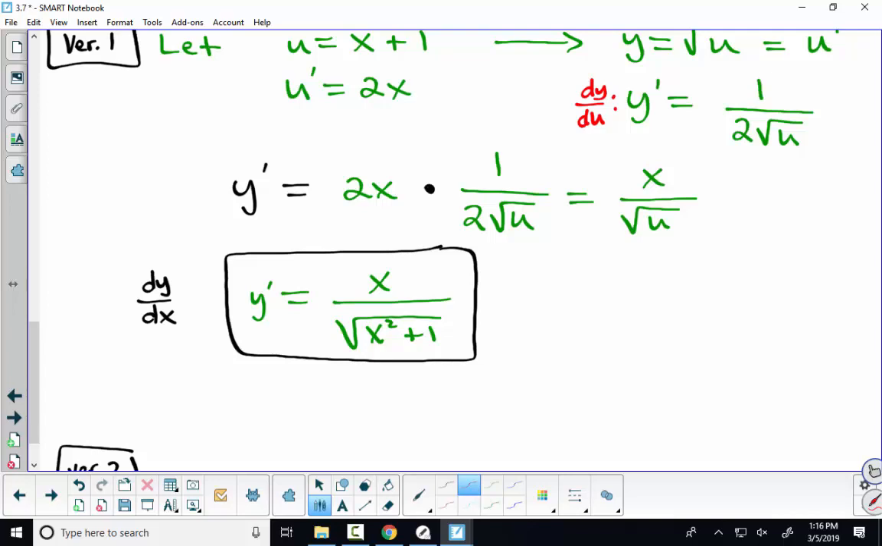Are there certain situations where one version works better than the other? I don't really think so. I think it's just a matter of how you see it. I think maybe in practice, you would start off using version 1 until you got a sense of how version 2 works. But once you get a sense of version 2, it's honestly a lot more efficient because you don't have to substitute and resubstitute.